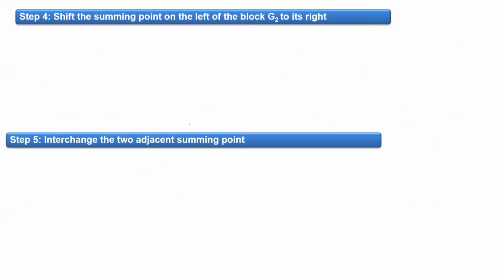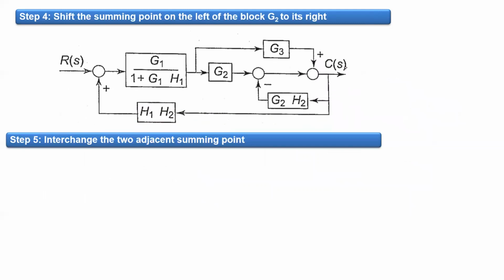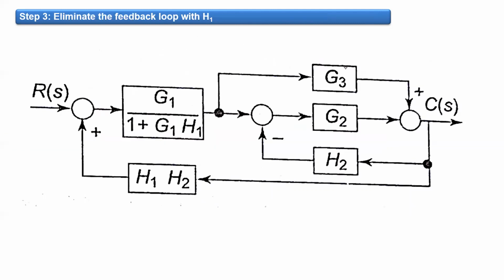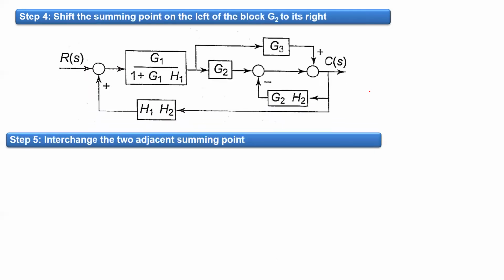Now the next thing that we will do is shift the summing point on the left of the block G2 to its right. Now we have a summing point here, so we can shift it to the right of G2. So we have shifted this one to this part, and when we shift this summing point ahead of G2, we get this representation.